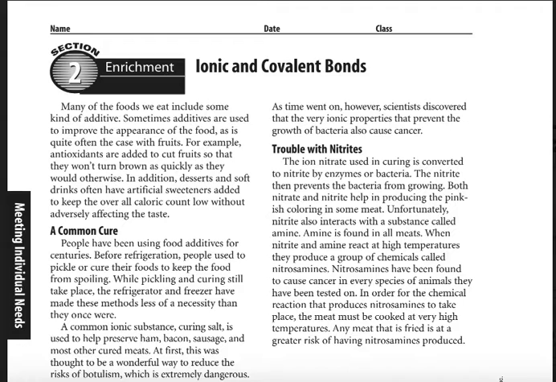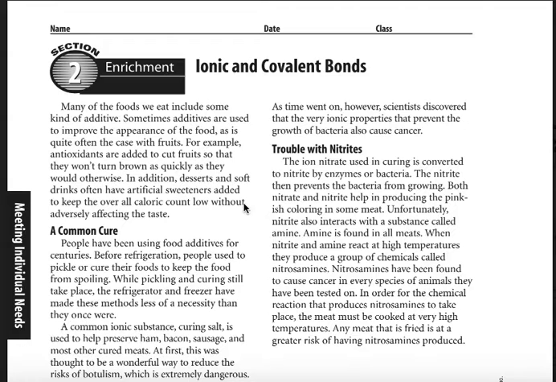Many of the foods we eat include some kind of additive. Sometimes additives are used to improve the appearance of food, as is quite often the case with fruits. For example, antioxidants are added to cut fruits so that they won't turn brown as quickly as they would otherwise. In addition, desserts and soft drinks often have artificial sweeteners added to them to keep the overall caloric count low without adversely affecting the taste. Basically, if you take the sugar out of something, it's not going to be as sweet, so you have to find these alternative or artificial sweeteners to keep having that sweet flavor that people like and enjoy.